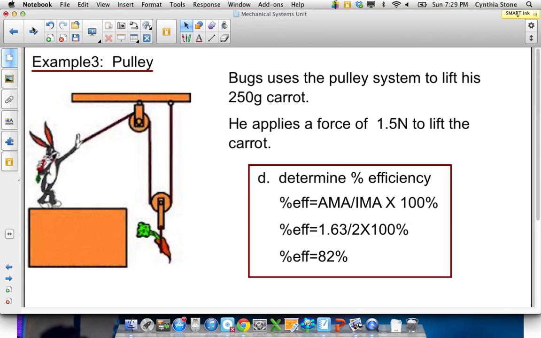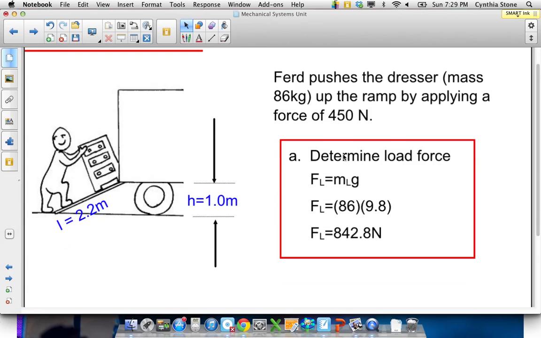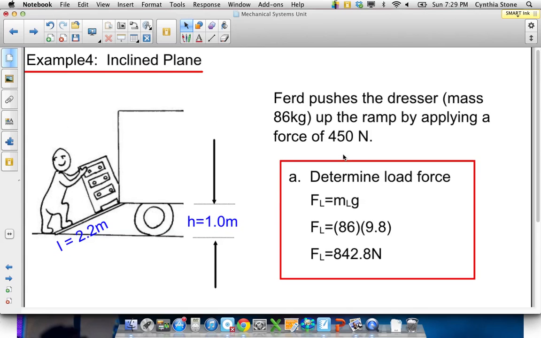We're going to move on to the next example of an inclined plane. So Ferd here is pushing a dresser, which has a mass of 86 kilograms, up a ramp by applying a force of 450 newtons. In part A, we need to find the load force. So load force is the mass of the dresser times 9.8. Okay, so it never changes. Start to see the pattern in the questions.